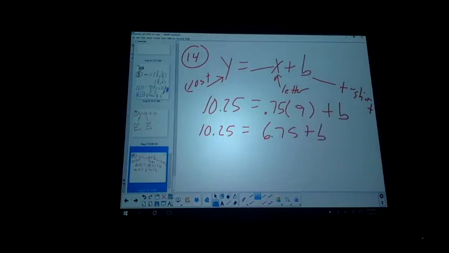So then once you get to that point, subtract 675 from each side, and the B value you solved for, and that gets you the price of the shirt without the lettering. Cool? May I move to number 15?